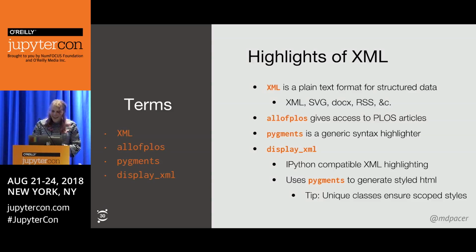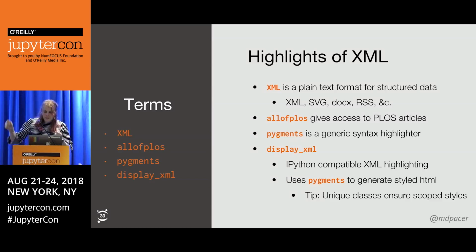That's the first one. We've got XML. It's an amazingly powerful structured data representation that is in plain text. SVGs are based off of this. RSS, which is how podcasts are distributed, is based off of this. The JATS standard for journal articles is XML.